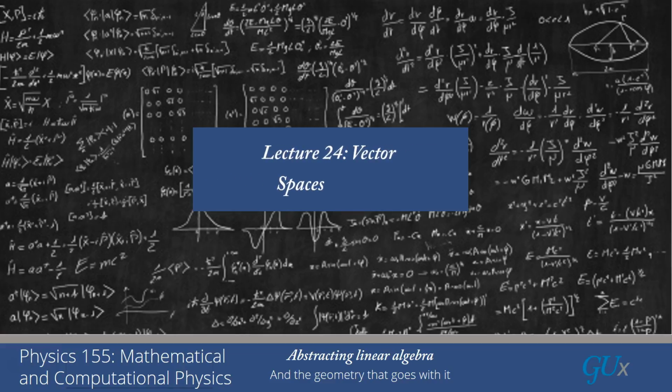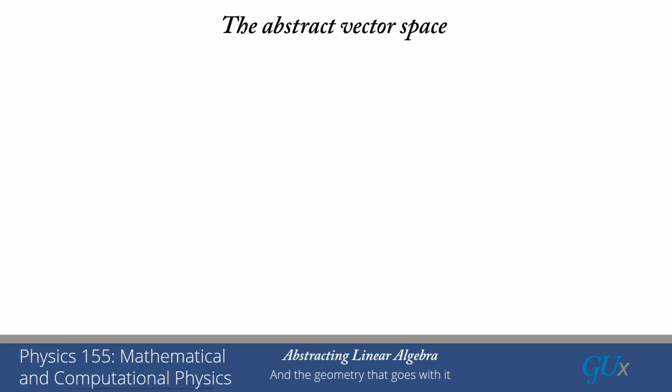Welcome to lecture 24, Vector Spaces, Abstracting Linear Algebra and the Geometry that Goes with It. So we're going to introduce now the concept of an abstract vector space. This is more of a mathematical concept, but it shows you that there are many different things that we can actually think of as vectors that we wouldn't have perhaps naively thought of as vectors. And we'll go through some examples of that in the last slide of this lecture.